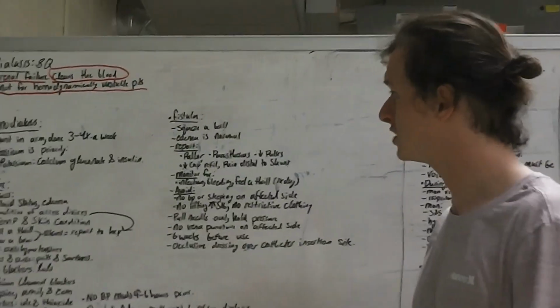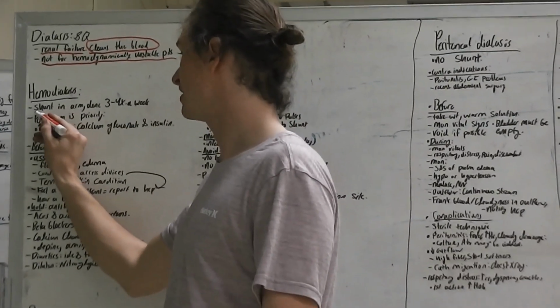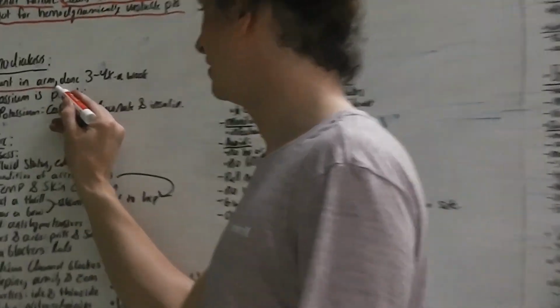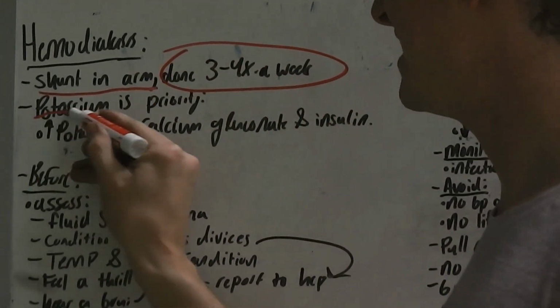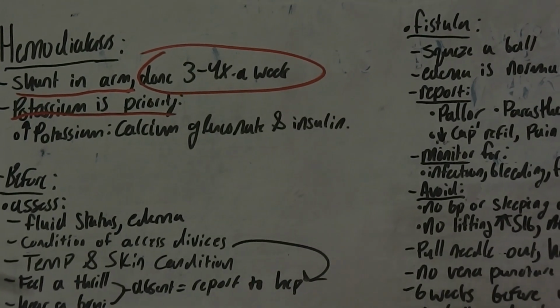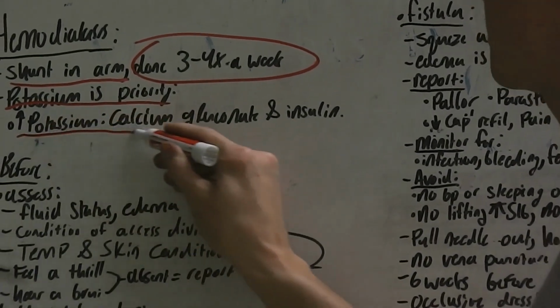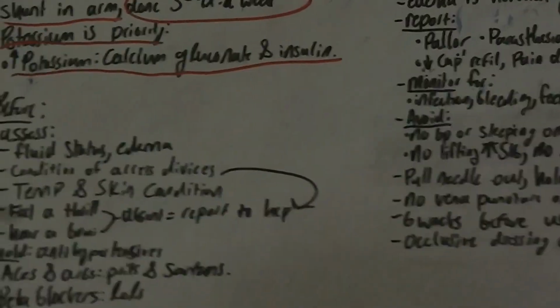So let's start with the first type of dialysis, which is hemodialysis. With hemodialysis, you're going to have a shunt in the arm. It's going to need to be done 3 to 4 times a week. Potassium is the priority lab here. If their potassium is high, we can give them calcium gluconate, insulin, and Kayexalate.